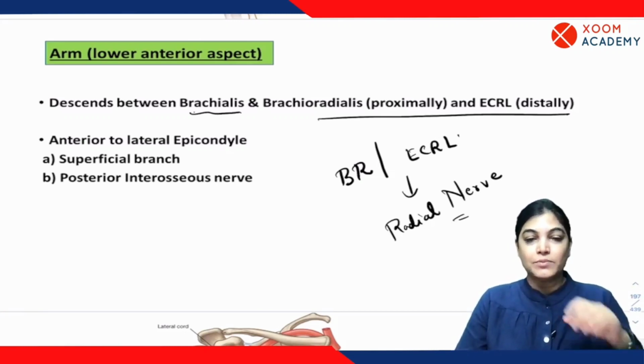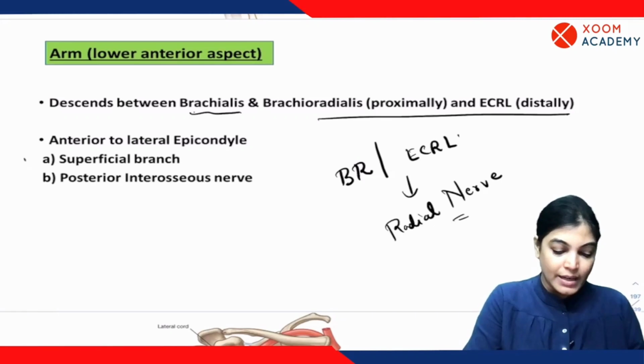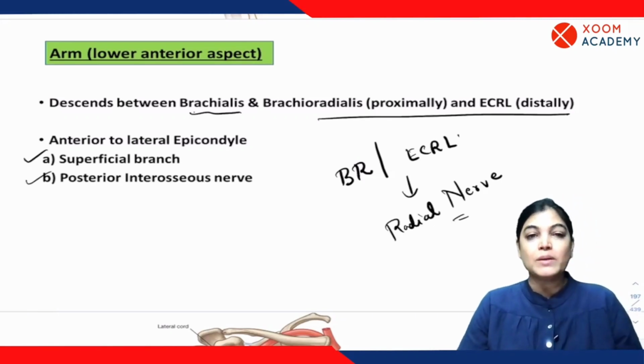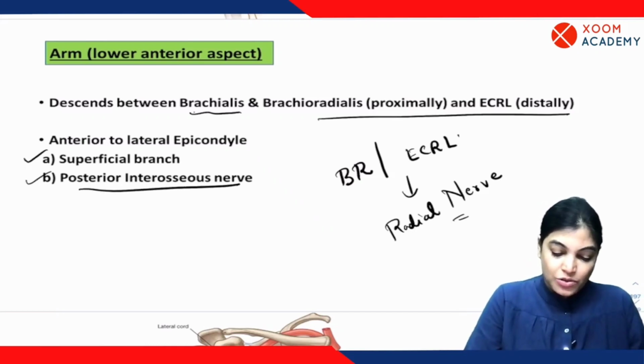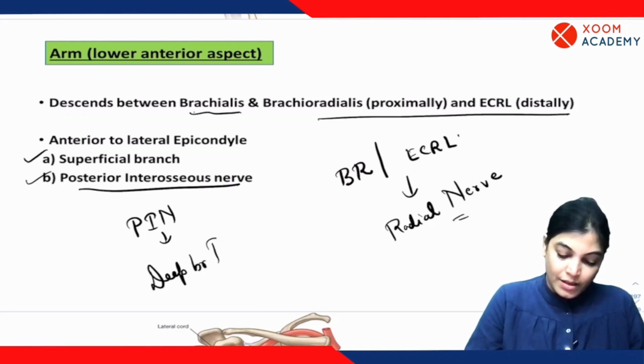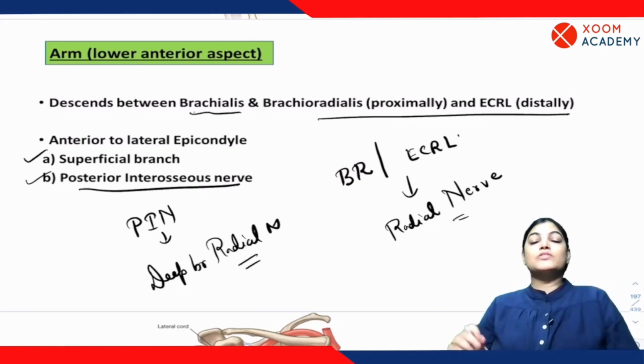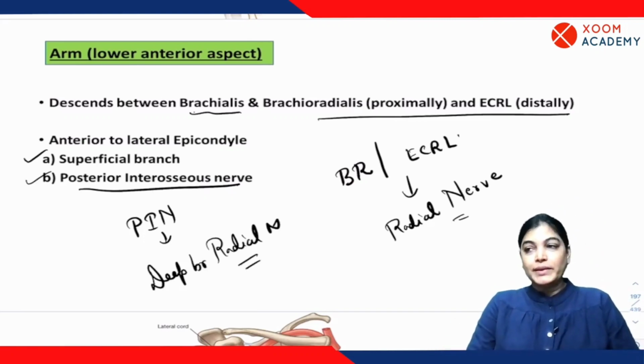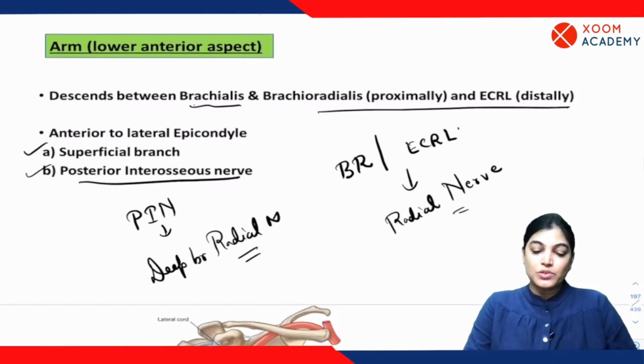Anterior to the lateral epicondyle, it gives two branches. One is the superficial branch and the other is the posterior interosseous nerve. This posterior interosseous nerve, in short, you can write PIN. This nerve is the deep branch of the radial nerve. So that means just anterior to the lateral epicondyle, two branches are given: the superficial branch of the radial nerve, and the deep branch, that is the posterior interosseous nerve.